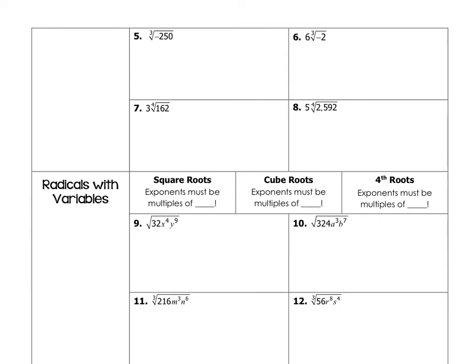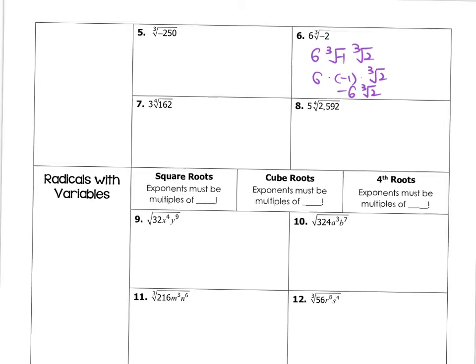Second page, these are all different exercises. I'm going to do number 6. If you look at number 6, I can rewrite number 6 into something like this. So now I have negative 6 cube root of 2. That's all. Okay, there's not much more you can do beyond that. So let me move this up a little bit.